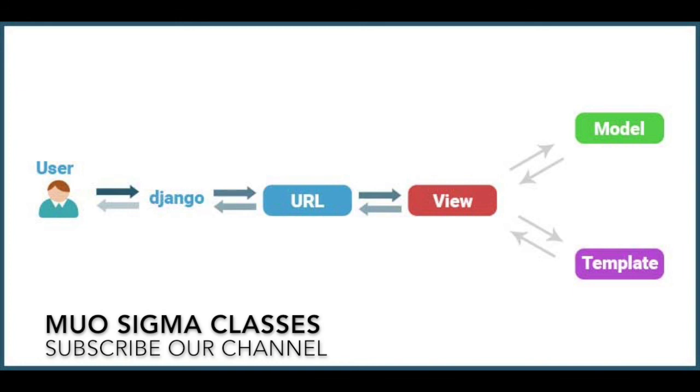For a particular URL and a particular view, the Django framework makes a request to the URL, and the specific URL makes a request to the view part. According to the request, the view makes a request to the template, and the view can also make a request to the model part. According to the request, the model gives a response to the view, and the template also gives a response to the view. So this is bidirectional.